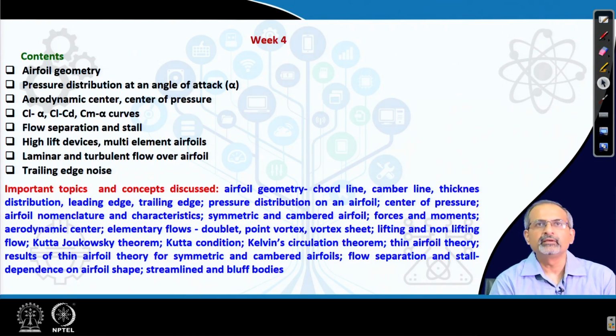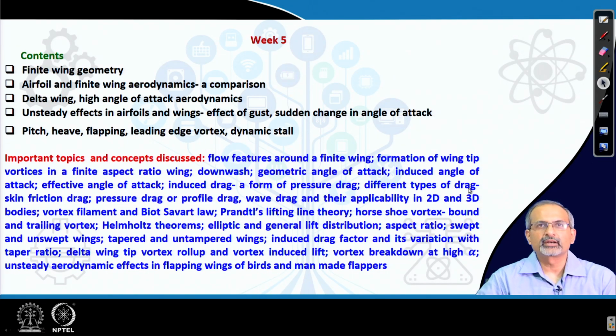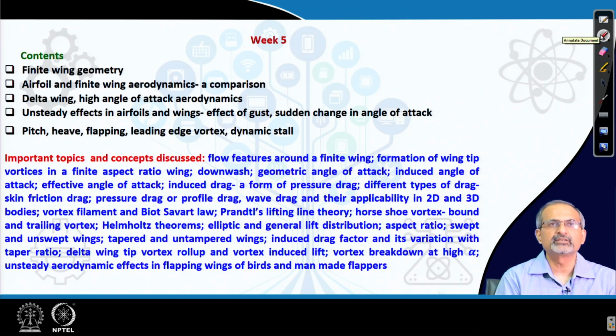We moved on in week 5 to look at concepts associated with finite wing geometry, that means wings which have finite span. And we compared the characteristics between airfoil and finite wing aerodynamics. We looked at delta wings at high angle of attack. We looked at unsteady effects in airfoils and wings. Flow features around finite wings were studied in detail.